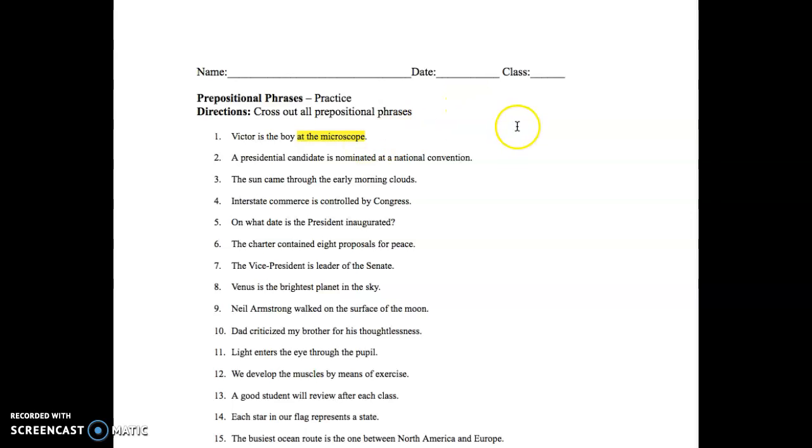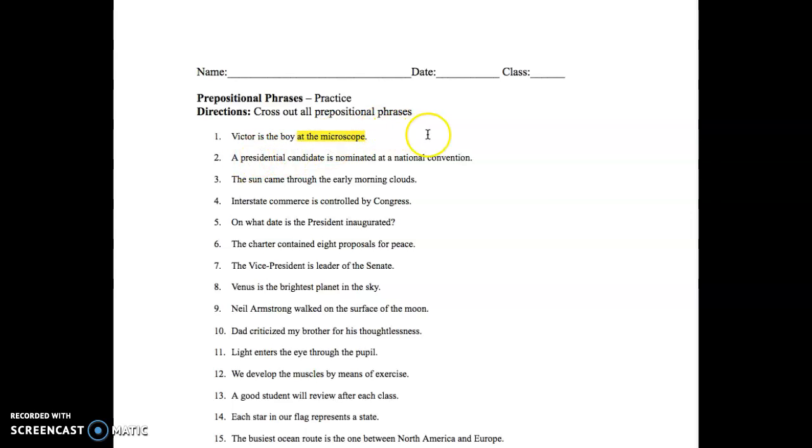The other thing that I would like you to do is write OP over the object of the preposition. The object of the preposition is always a noun. So the prepositional phrase always begins with the preposition and always ends with the noun.